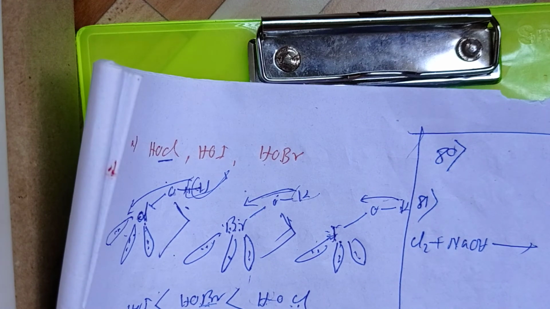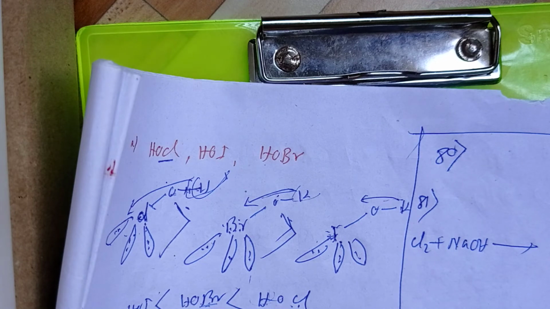So the question is this one. Question number 81: write the balanced chemical equation for the reaction of chlorine with hot and concentrated NaOH. Is the reaction this one for hot and concentrated NaOH?